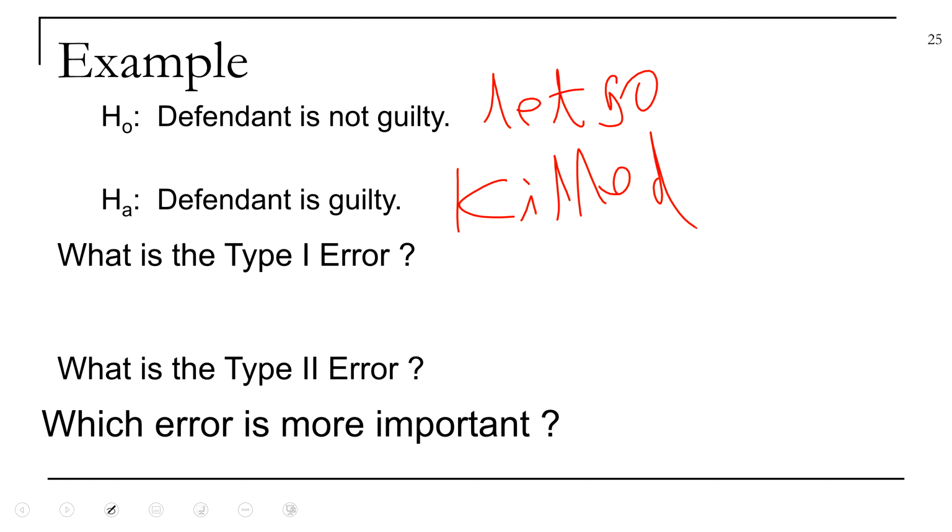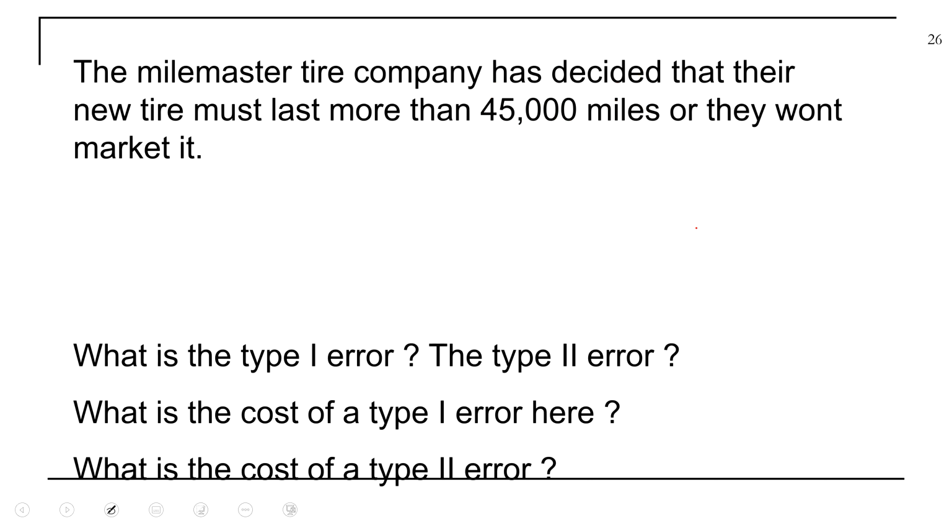Type 2 error would be let the guilty go free. So you're really guilty, but you find them not guilty. Which error is more important? In general, we'd say, well, the status quo is you're not guilty. We don't want to say you're guilty unless there's a ton of evidence to say you're guilty. So we don't want to have a type 1 error that often.